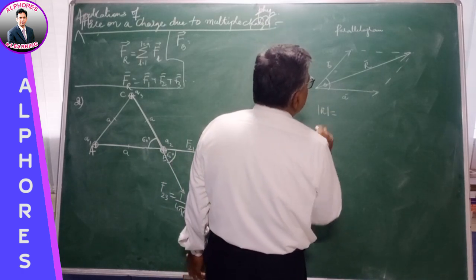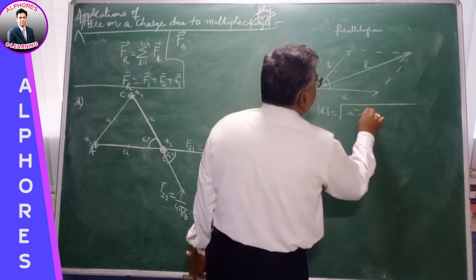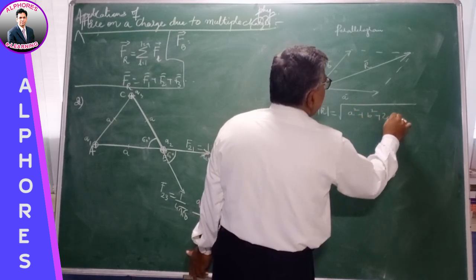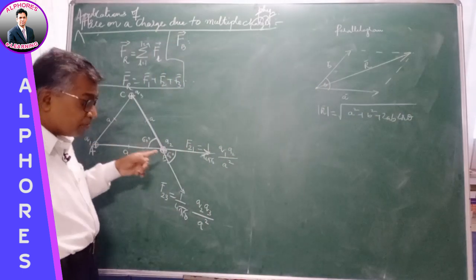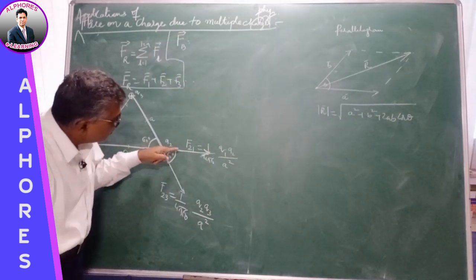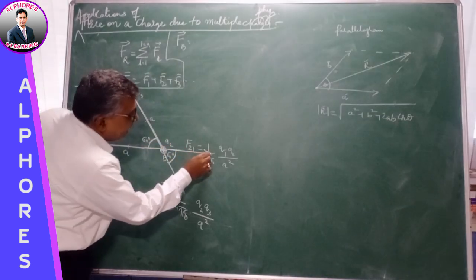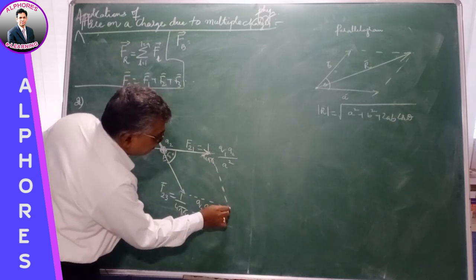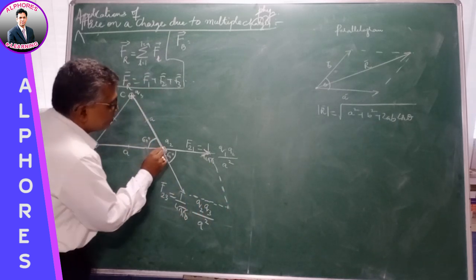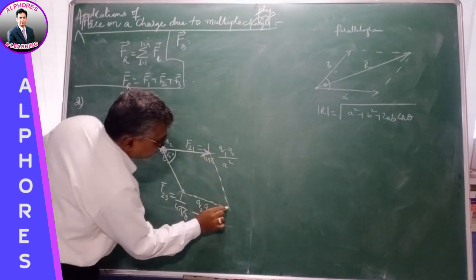The magnitude of the resultant force R is |R| = under root of a square plus b square plus 2ab cos theta. Now applying that, there are two similar vectors, right? I can represent them as two adjacent sides of a parallelogram like this. This is the parallelogram, right?